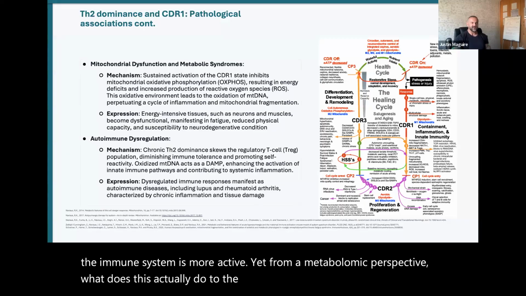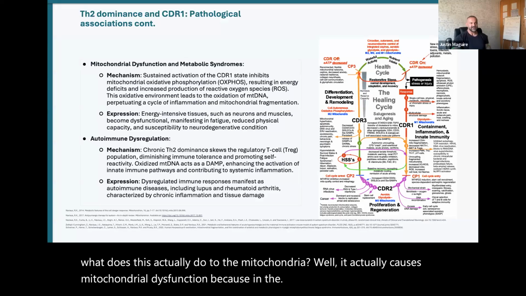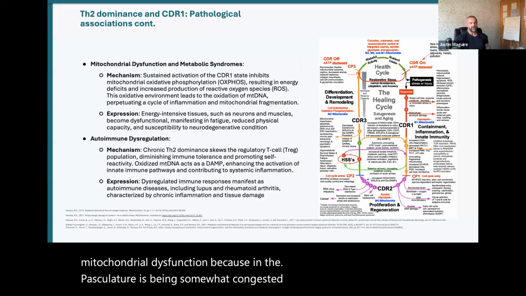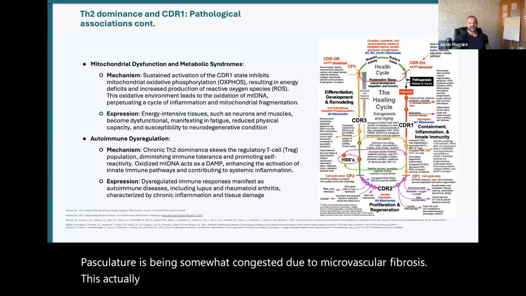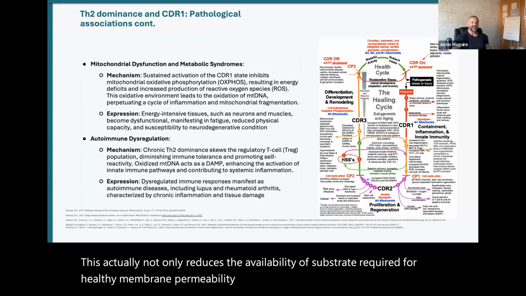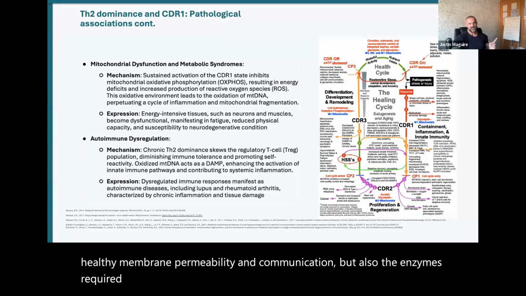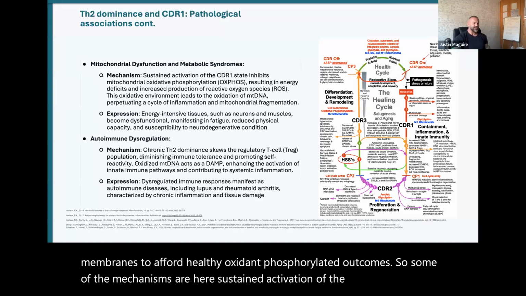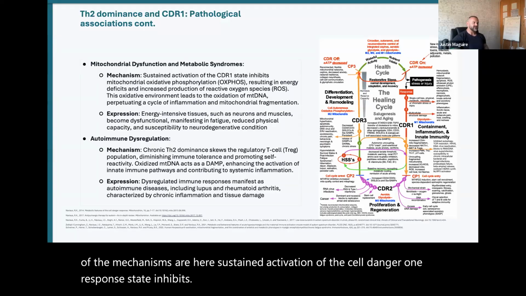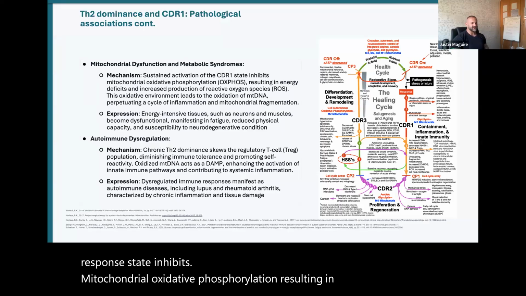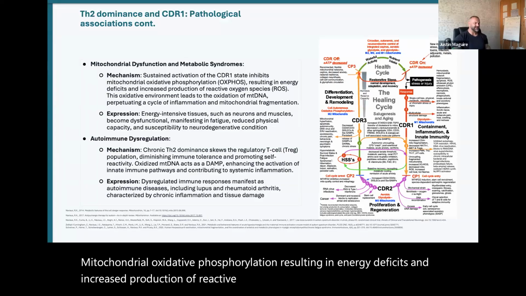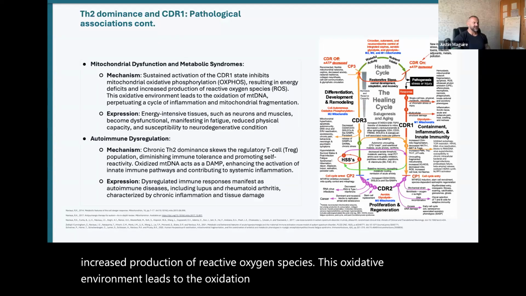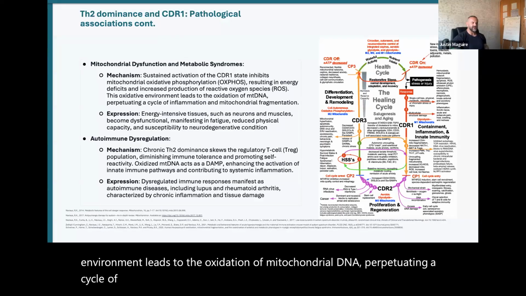Well, it actually causes mitochondrial dysfunction because the microvasculature is somewhat congested due to microvascular fibrosis. This not only reduces the availability of substrate required for healthy membrane permeability and communication, but also the enzymes required in the communication between different components of membranes to afford healthy oxidative phosphorylated outcomes. So some of the mechanisms are here: sustained activation of the cell danger response state inhibits mitochondrial oxidative phosphorylation, resulting in energy deficits and increased production of reactive oxygen species. This oxidative environment leads to the oxidation of mitochondrial DNA, perpetuating a cycle of inflammation and mitochondrial fragmentation.